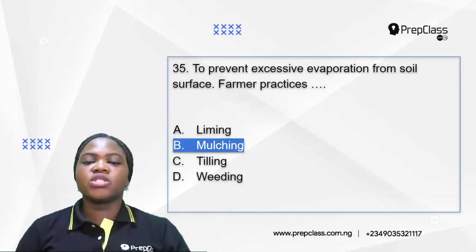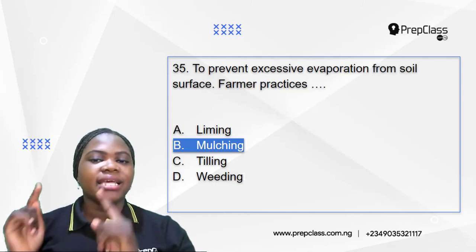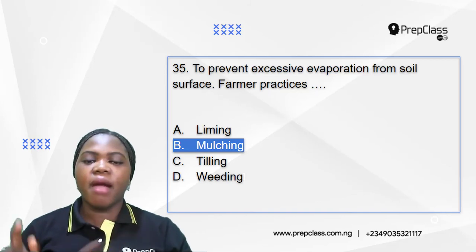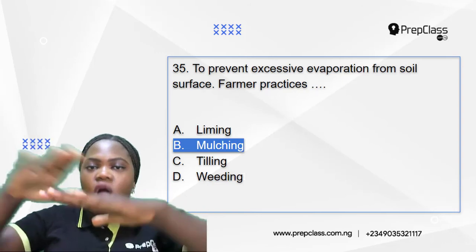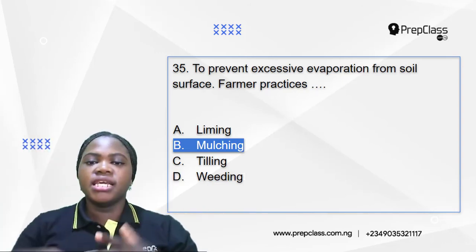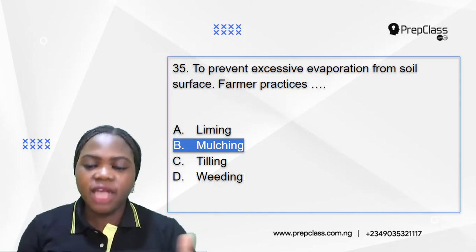All right, so which of the options is correct? To prevent excessive evaporation from the soil surface, farmer practices mulching. Remember, mulching is a process of covering the soil surface. So when you do mulching, it prevents excessive evaporation from soil surface.